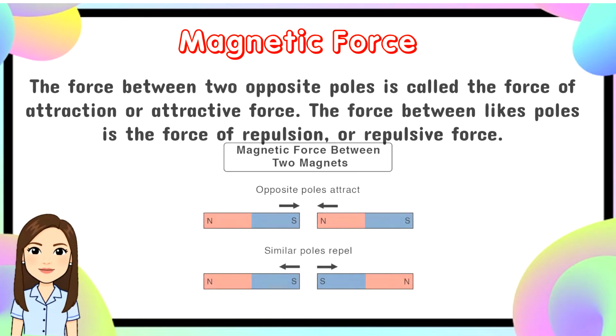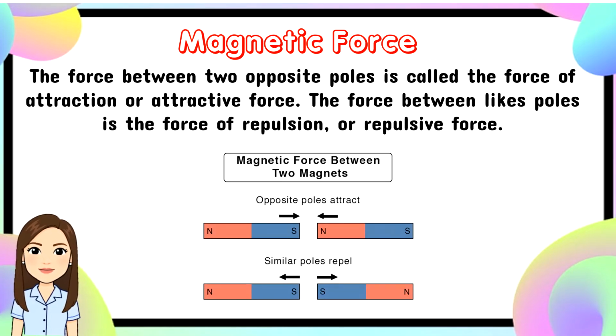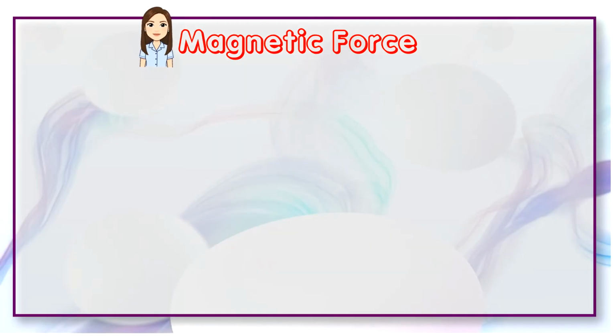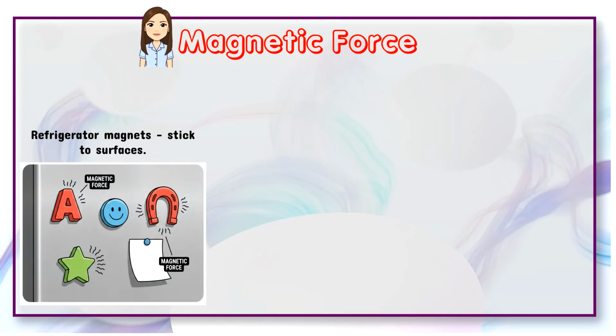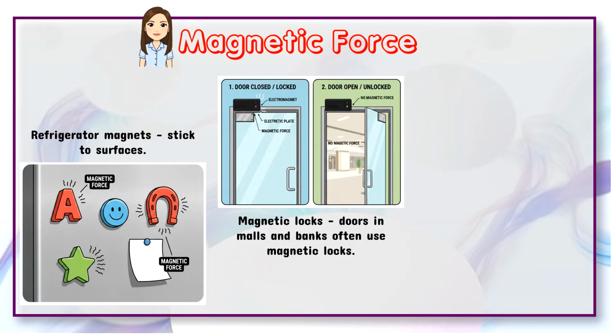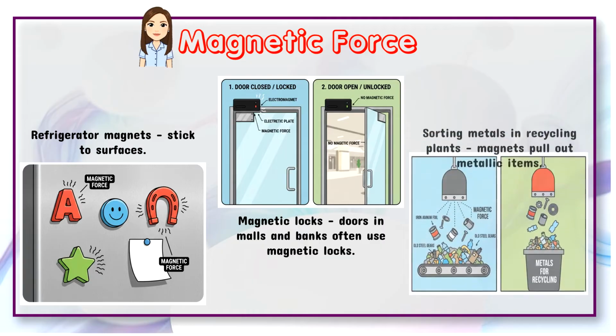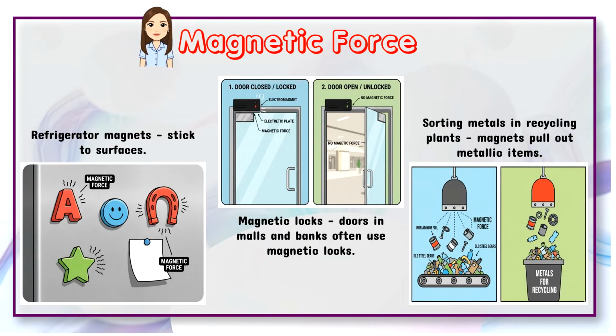Magnetic force. The force between two opposite poles is called the force of attraction or attractive force, while the force between like poles is the force of repulsion or repulsive force. And these are some examples of magnetic force. Refrigerator magnets that stick to surfaces. Magnetic locks. Doors in malls and banks often use magnetic locks. And sorting metals in recycling plants wherein magnets pull out metallic items.